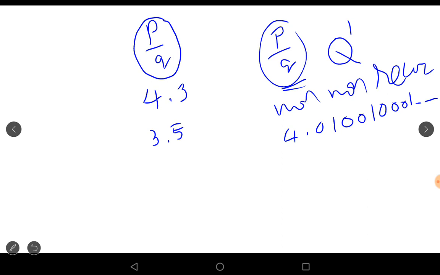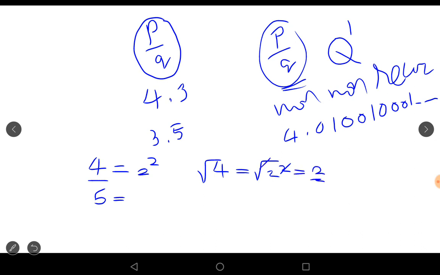Surds are also one of the irrational numbers. For example, 4 is written as 2 square. Okay, 4 is equal to 2 square. Next one, 5. How to write it as a power of 2? No. So here root 4 is equal to root of 2 square, so the 2 cancels. The value is 2, and 2 is a rational number.